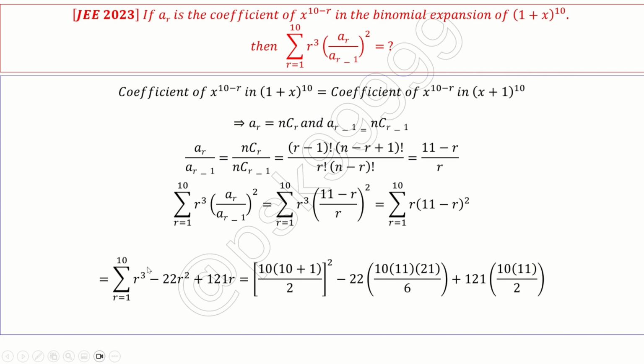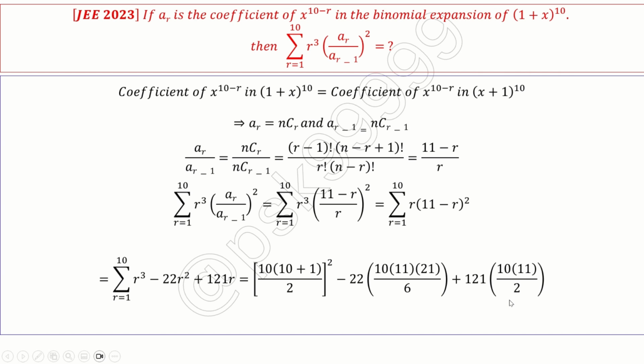Okay, now this is the sum of the first 10 cubes of integers. Okay, the sum of cubes of the first 10 integers, which is nothing but n into n plus 1 by 2 whole square. This is the formula. Okay, so I substituted n equal to 10. Minus 22 times the sum of squares of the first 10 integers, which is n into n plus 1 into 2n plus 1 divided by 6. Okay, n equal to 10. So this is the formula. Plus 121 times the sum of the first 10 integers, which is n into n plus 1 by 2, 10 into 11 by 2.